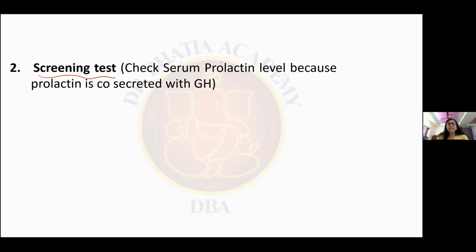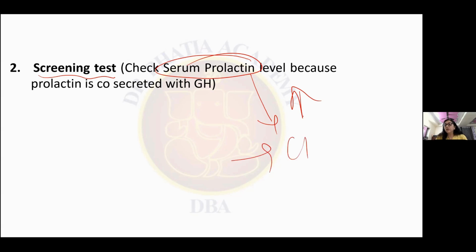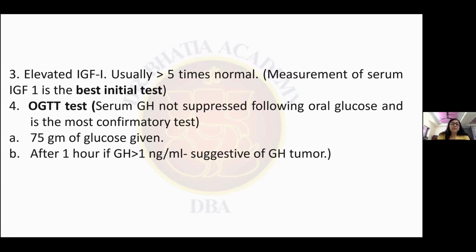The screening test is at times serum prolactin. If the serum prolactin is very high, and the clinical features are also pointing towards acromegaly, and there is a rise of prolactin, probably we are dealing with a GH adenoma. Then comes the biochemical test, and the best biochemical test is raised IGF-1. Usually it is more than 5 times the normal.